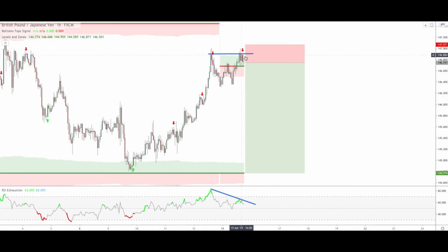The fact that we are now above this resistance is okay, because it's now acting as support, but I don't see this being a real support. It's more like a resistance, especially considering all the reasoning that we made before.